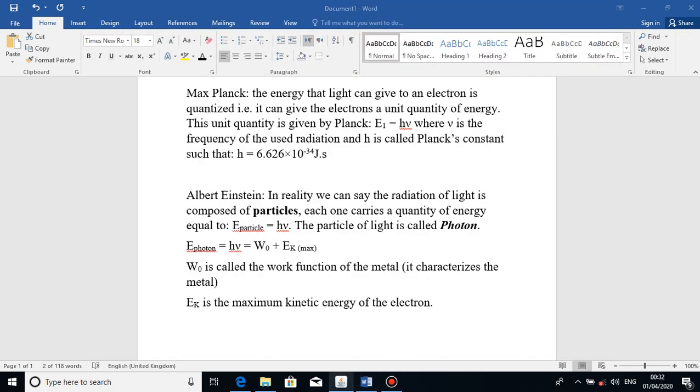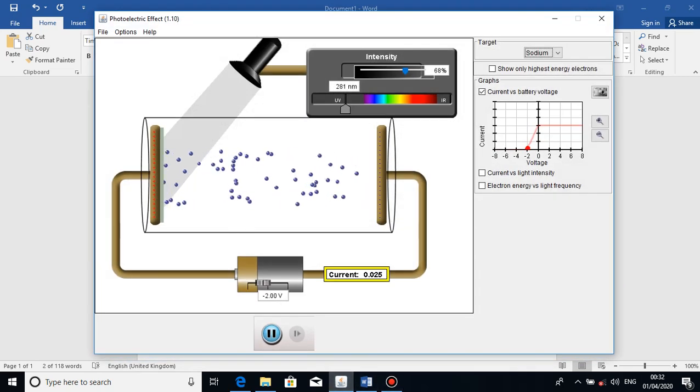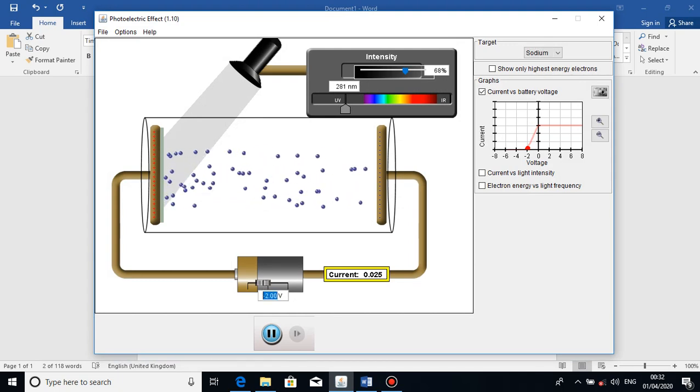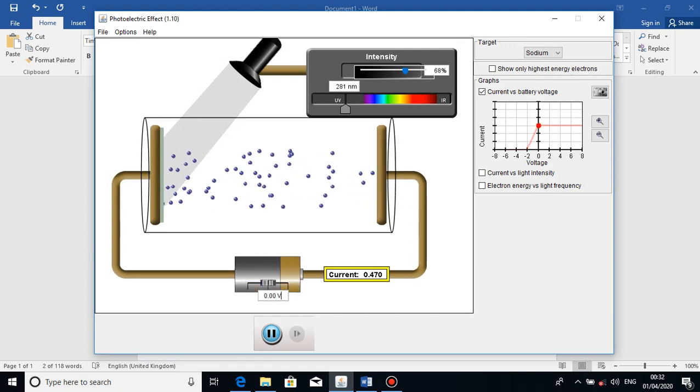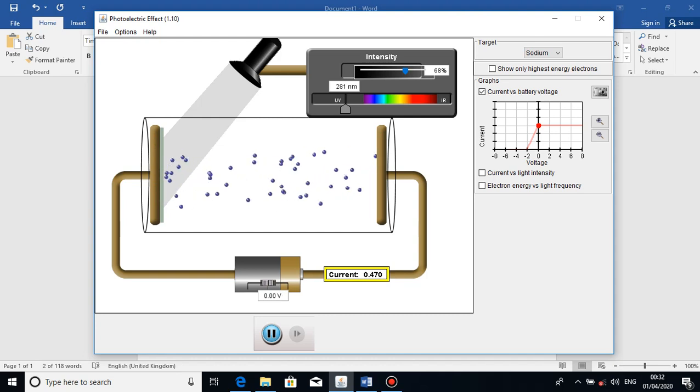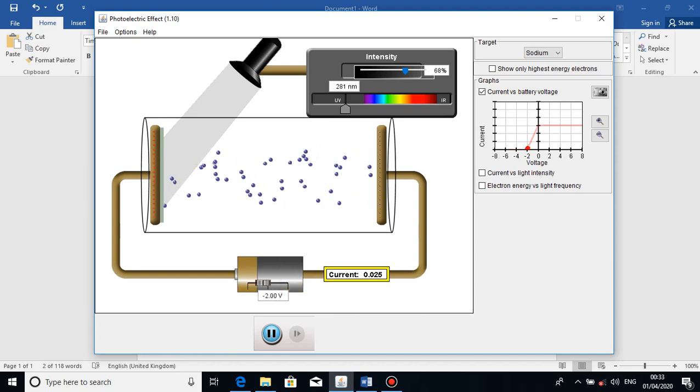Now, how to calculate W0 of zinc? It is a very interesting way. As you see here, if I use 0 volts, then a lot of electrons can reach this point, which means that a current is circulating in the circuit, which is 0.47. But what if I write here minus 2 volts? Minus 2 volts, then the generator is opposite to the motion of the electrons, but there is still a very low current here, which means that a very small number of electrons can reach this one.